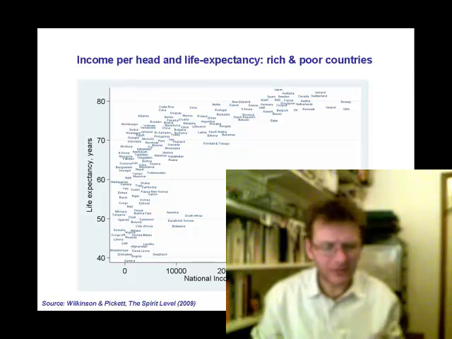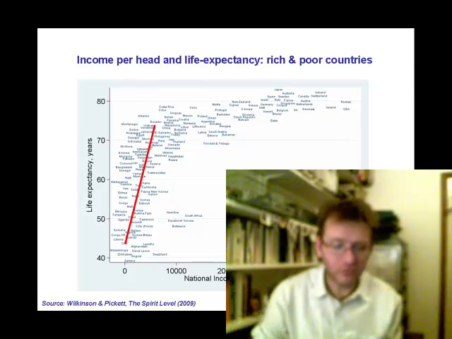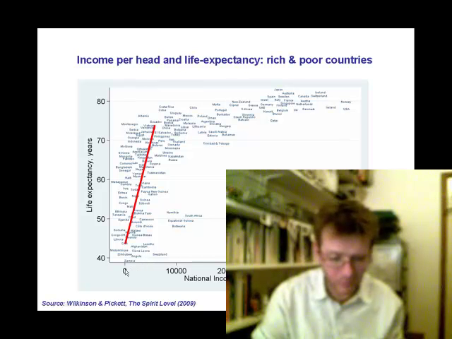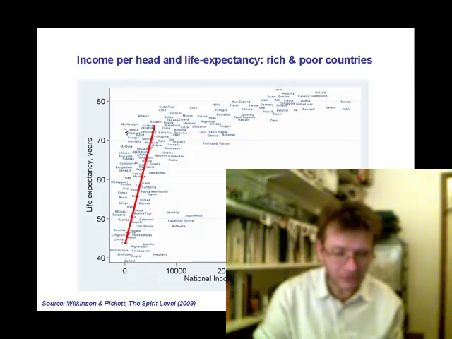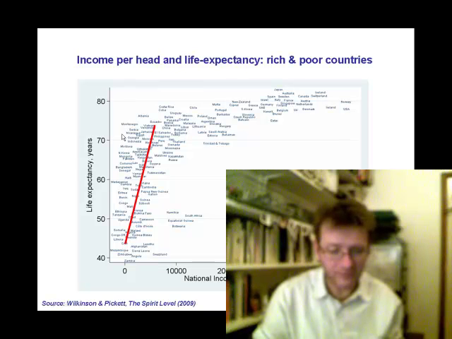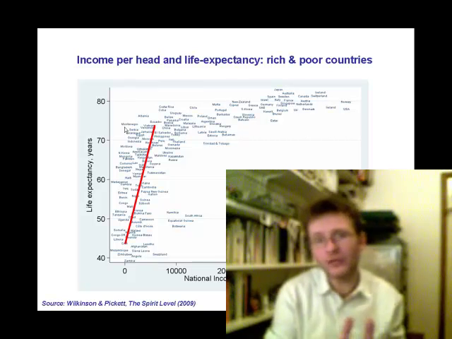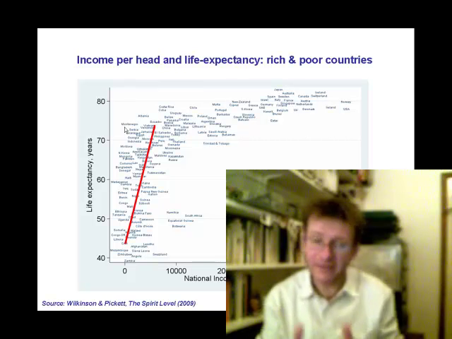If we look at a bigger version, I think the first thing to notice is that there is a very steep relationship between national income per person and life expectancy when countries are quite poor. So if we look at countries where the national income per person is between 0 and about 5,000 US dollars per person, we can see that as income increases there, so life expectancy dramatically increases from around 45 up to about 75.